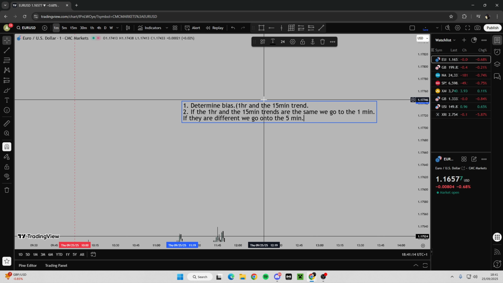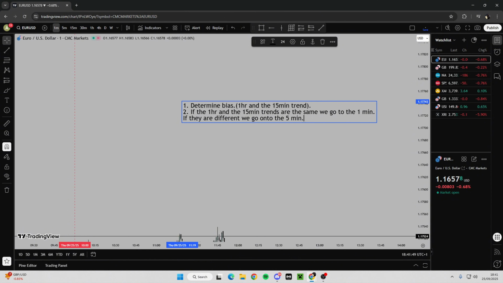Number 1, determine bias. 1 hour and the 15-minute trend. Normally, this strategy is the 4 hour and the 1 hour, but I've just basically taken it down so it's the 1 hour and the 15-minute, if that makes sense. It's basically the same thing, but just on a lower time frame. I'm pretty sure the 4 hour and the 1 hour one is more reliable, but I think if I master this strategy, it's gonna be a lot better for me personally.